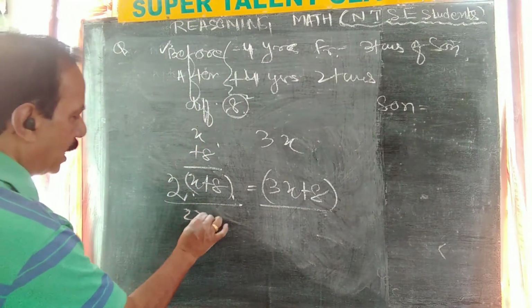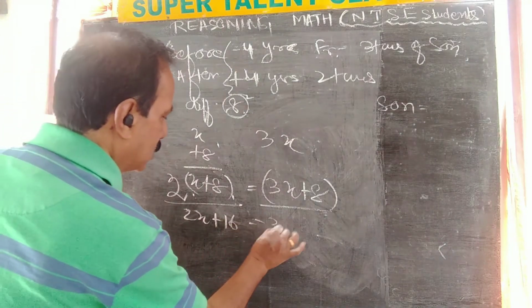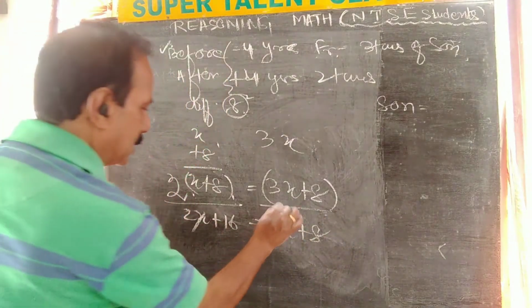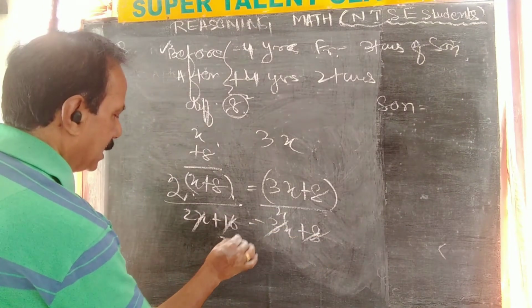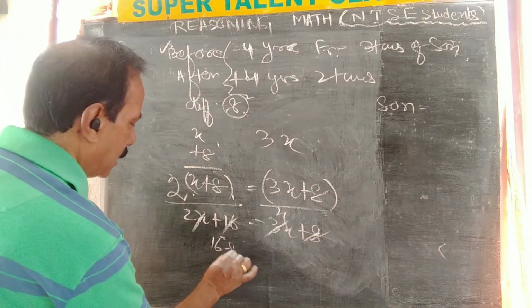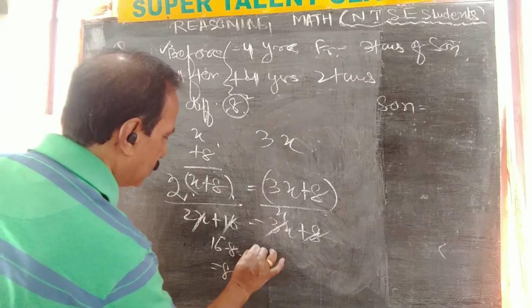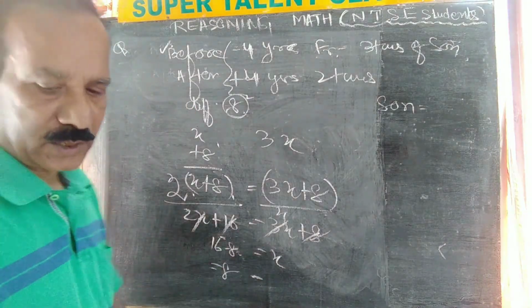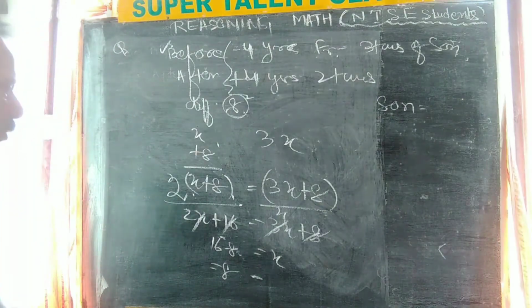So that is 2x plus 16, that is 3x plus 8. So 3x minus 2x is x, and 8 will come to this side, that immediately you can calculate. 16 minus 8, that is 8. Immediately. It is for the junior class, it will take 10 seconds. So x will be 8.